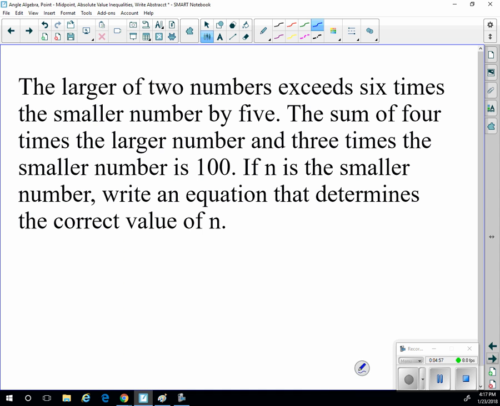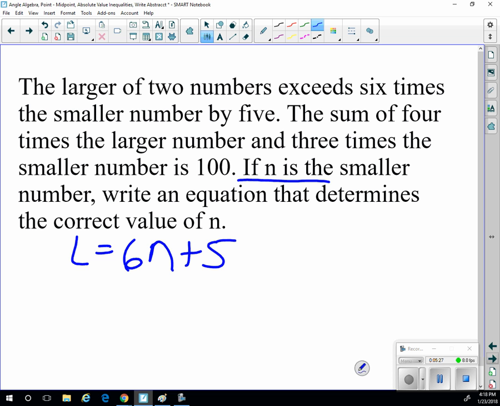The larger of two numbers exceeds 6 times the smaller number by 5. Then later on it says n is the smaller number, so the larger, so some L or something is equal to 6 times the smaller number and 5 more than that. So 6n plus 5. It exceeds that by 5, so it's 5 more than 6 times the smaller one.